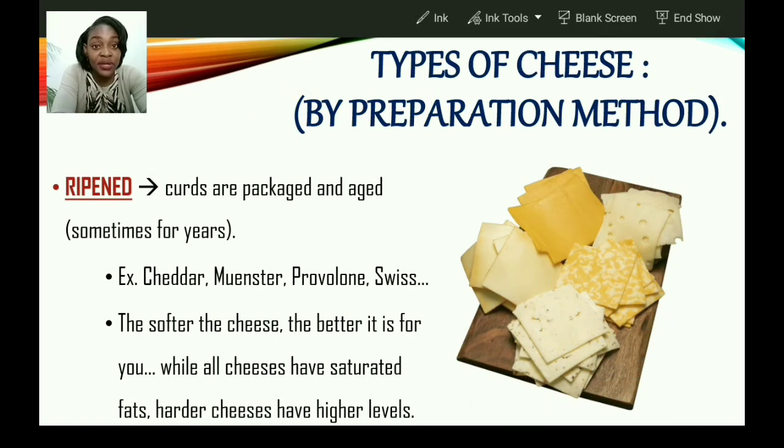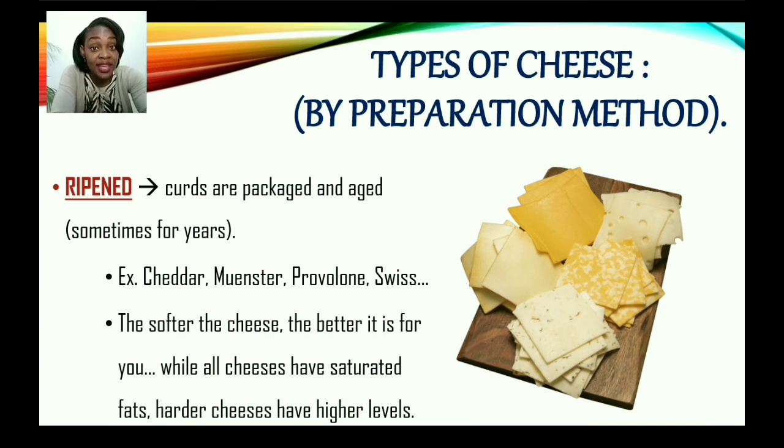The next category is ripened cheese, right? Curds are packaged and aged, sometimes for years. Examples are cheddar, Munster, provolone, and Swiss. Now, the softer the cheese, the better it is for you. While all cheeses have saturated fats, harder cheeses have higher levels.